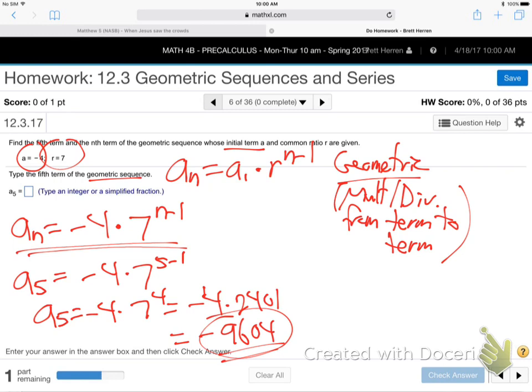And the general formula, which they're going to ask right after this, is negative 4 times 7 to the n minus 1. Just like that. We good with those? That makes sense on how to do that? So just use this general A sub n formula for any geometric sequence. All right. Let's try.